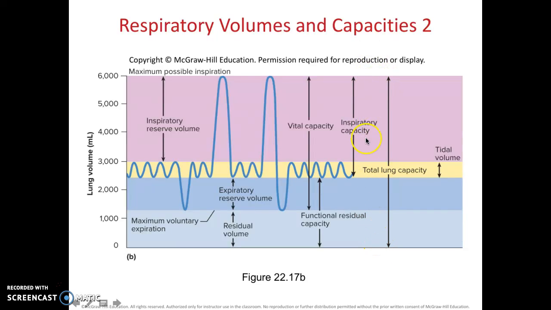You can see the inspiratory capacity plus the functional residual capacity, which is the amount that could be breathed out, as well as the vital capacity here, which is the amount that you're actually breathing in and out during forced respiration.